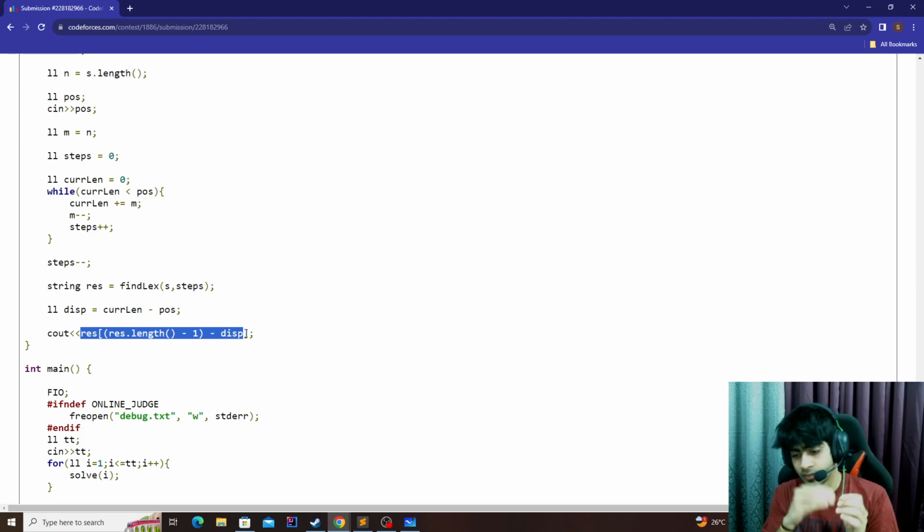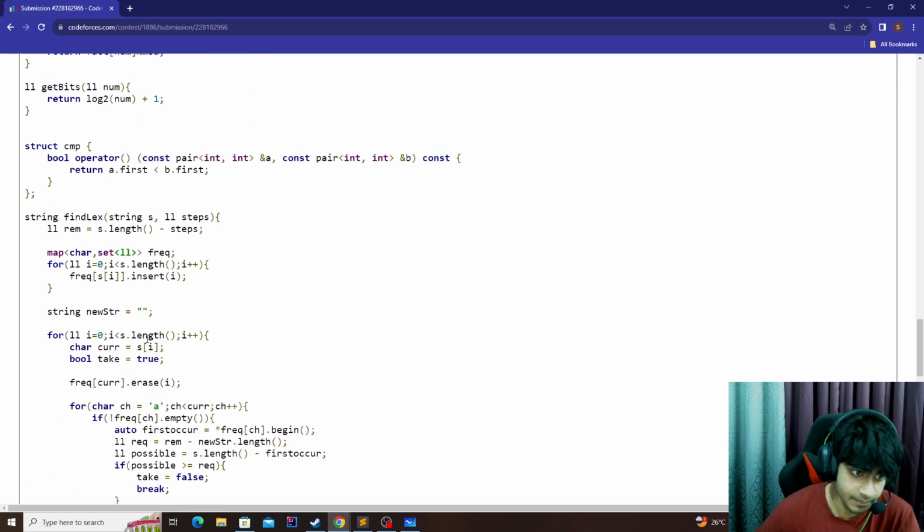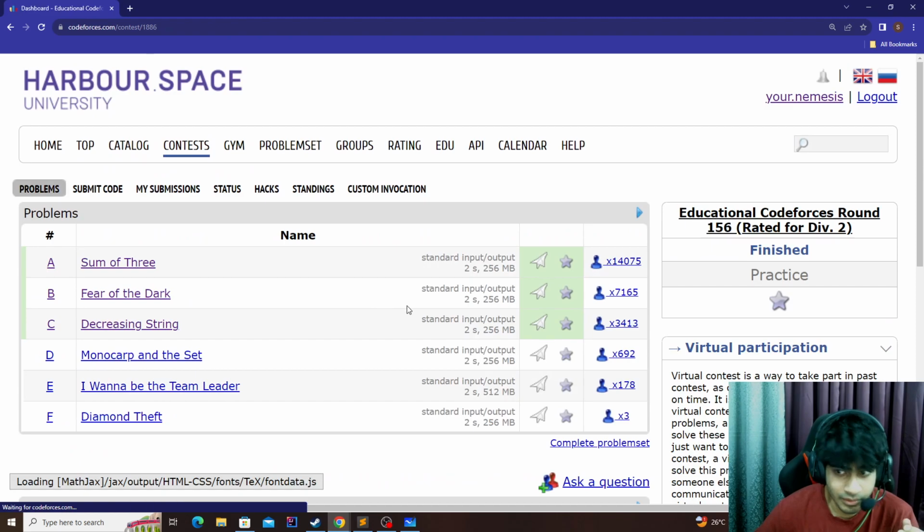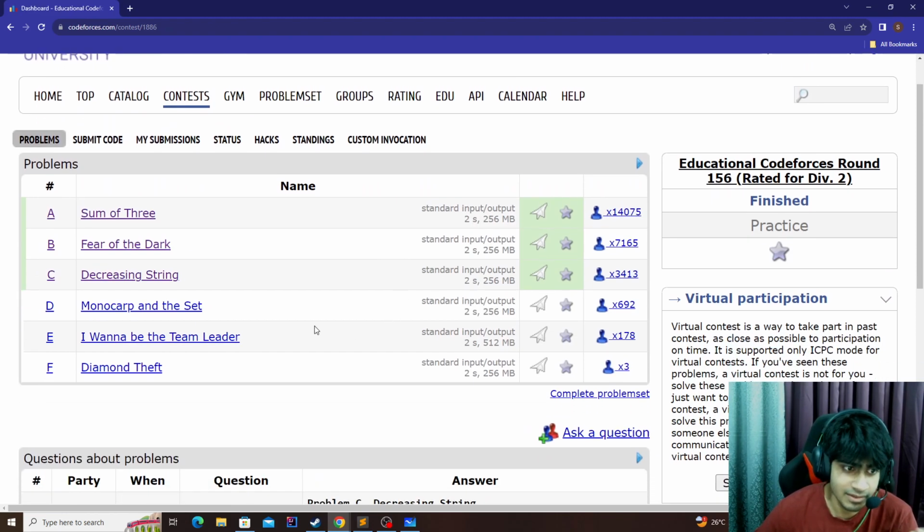So you removed it from the 25th character, and I asked for 23, so go 2 characters back and you will get your string. So this was it for the editorial of Codeforces 156. Let me know if you have any doubt, I'll clear that in the comment section.